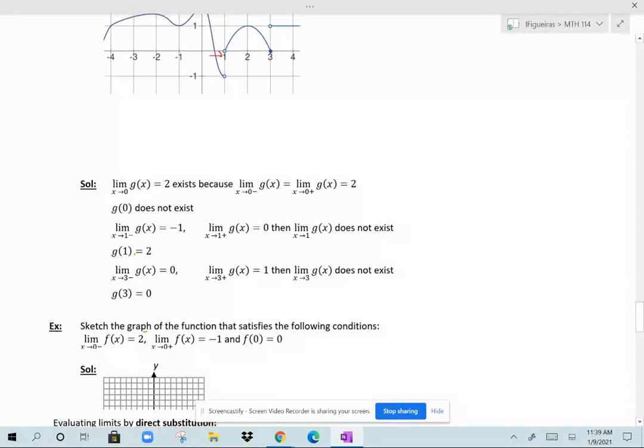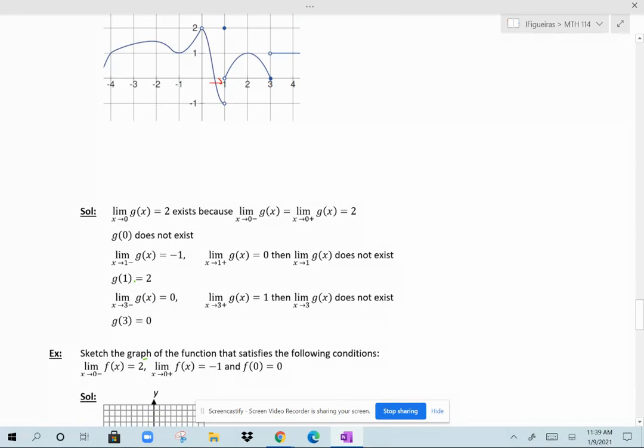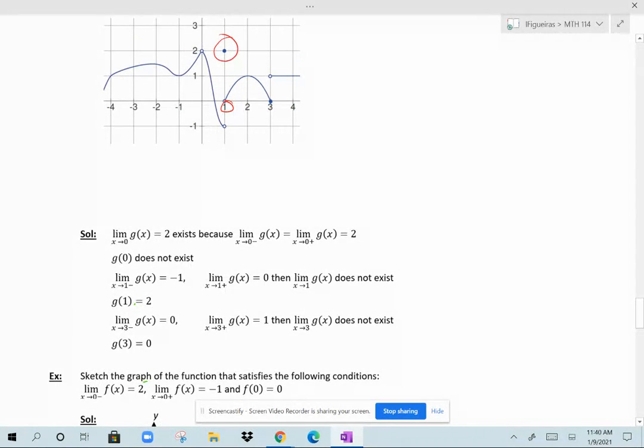So as x approaches 1 from the left, as I get closer and closer to 1 from the left, this is approaching the value of -1. That's right here. As x approaches 1 from the right, that's getting closer and closer to this value, which is 0. And then again, the limit does not exist because the left and right hand limits are not the same. And g of 1, well, in this case, when x is 1, your g value is up here at 2. So the limit does not exist, but the function does.